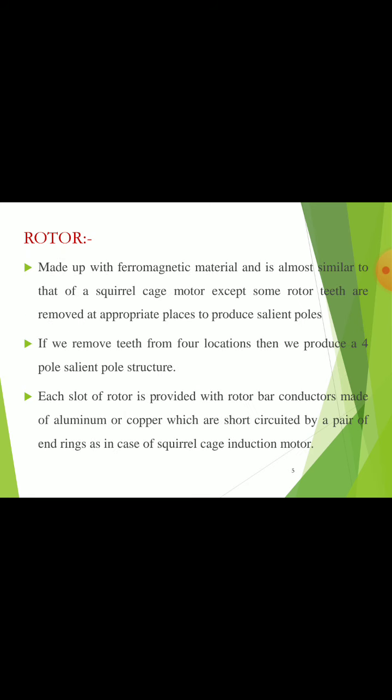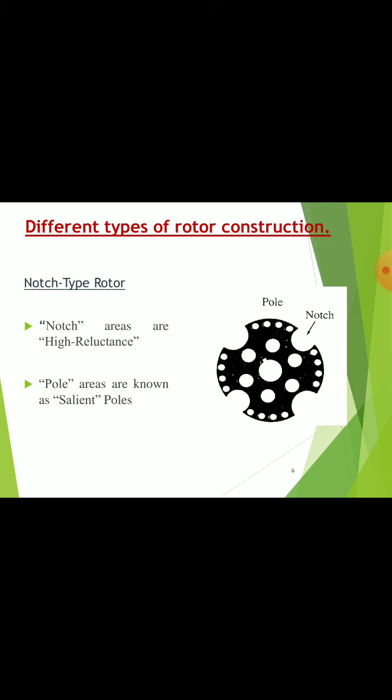The rotor is made of ferromagnetic material and is almost similar to that of a squirrel cage motor, except some rotor teeth are removed at appropriate places to produce salient poles. In this figure we can see a reluctance motor. That is a salient pole. For variable reluctance we need to have salient poles, and here this is the pole and this is the notch area, and we are inserting this rotor in a circular stator periphery.